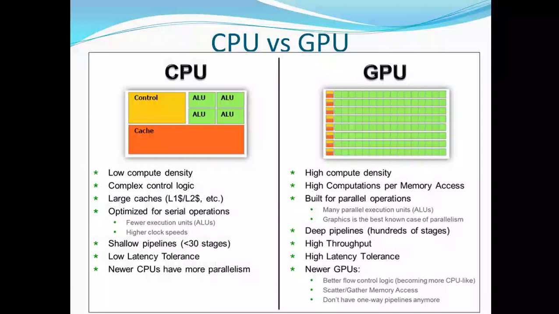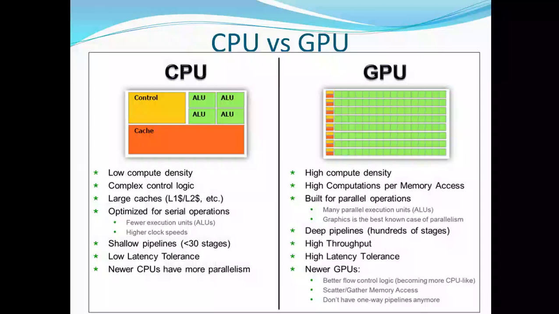Now see the difference between CPU and GPU. CPU has low compute density, whereas GPU has high compute density. CPU has complex control logic, whereas GPU has high computation per memory access. CPU has large caches, L1 cache, L2 cache, L3 cache, and so on. GPU is built for parallel operations. It has many parallel execution units. Graphics is the best known case of parallelism.